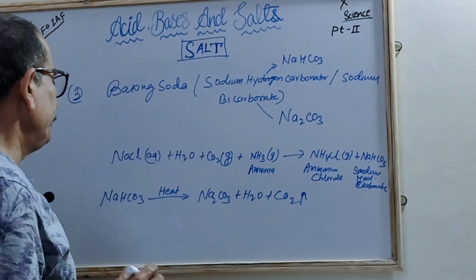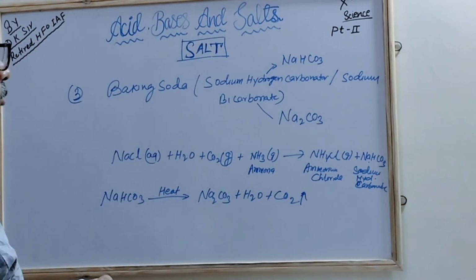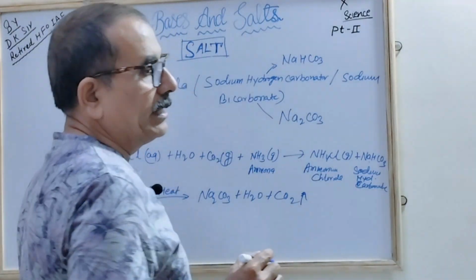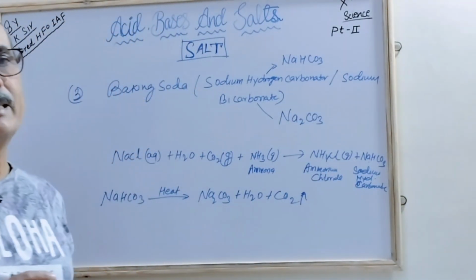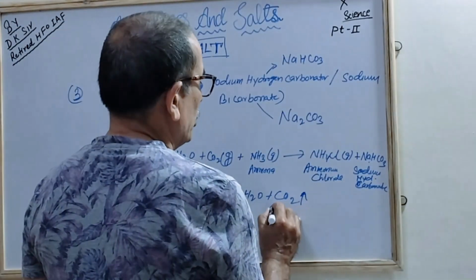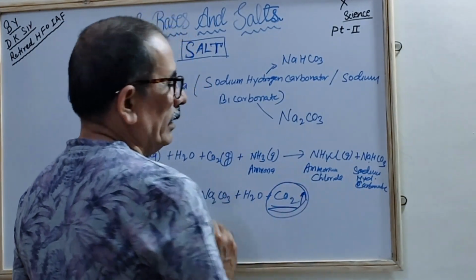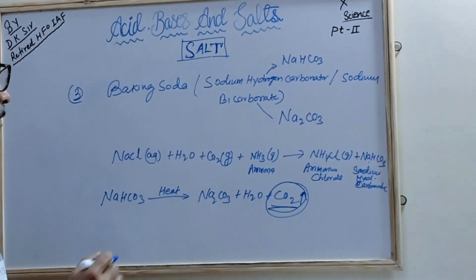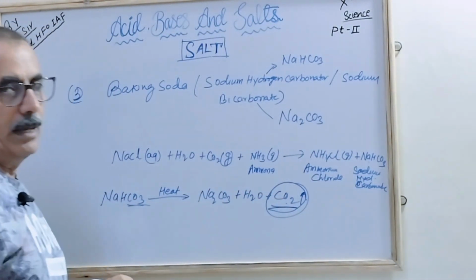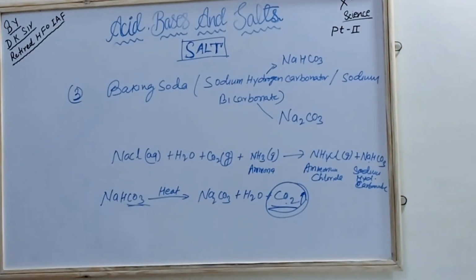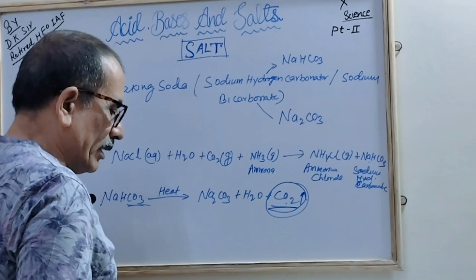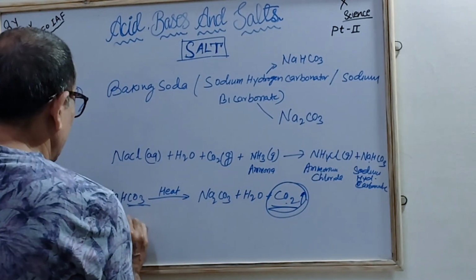You remember, whenever you find there is NaHCO3, whenever you find a carbonate, CO3, you should understand that at the end of the reaction, CO2 has to be formed. Because there is a CO3, it will convert into CO2. So even if you don't remember the chemical reaction, you can work it out. So you understood the baking soda and its uses.